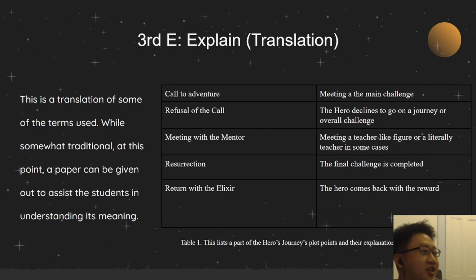While somewhat traditional, at some point a paper can be given out that lists all the terms in the hero's journey, and sometimes their translation, as sometimes it can be somewhat confusing to relate them, such as resurrection being the final challenge being completed, or returning with elixir does not literally mean coming back with an elixir, but more generally, coming back with a reward.